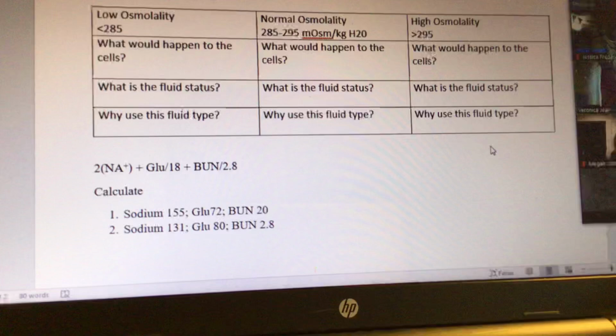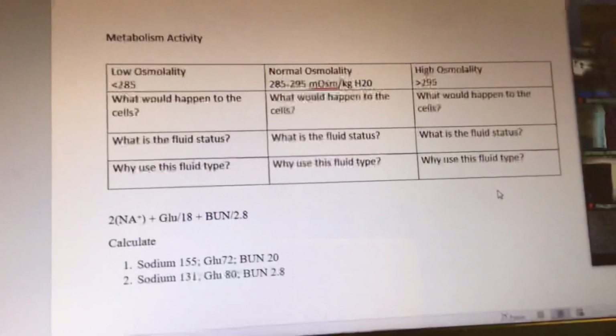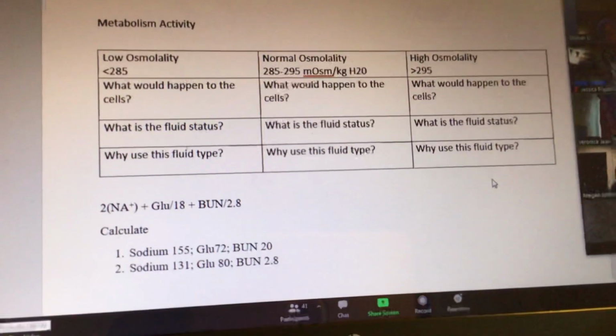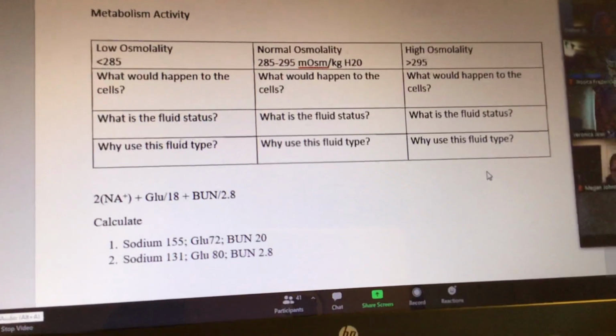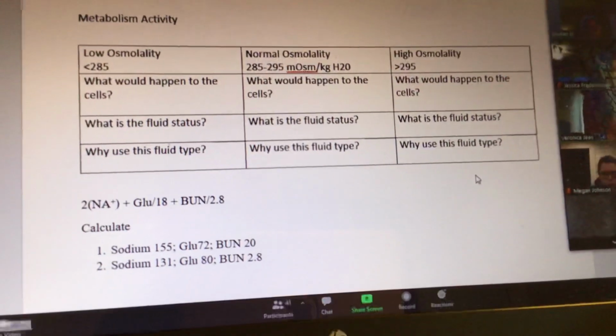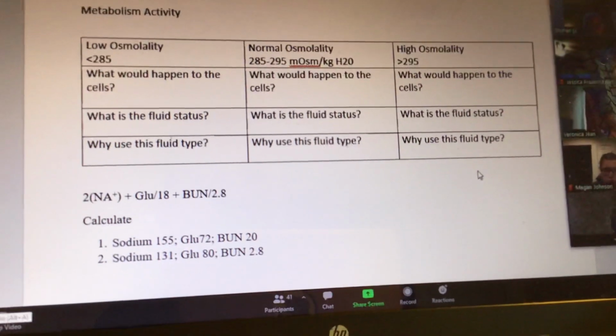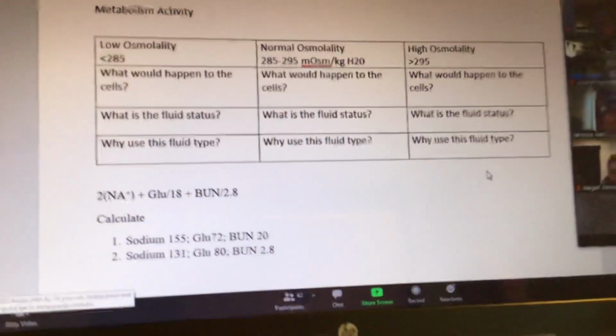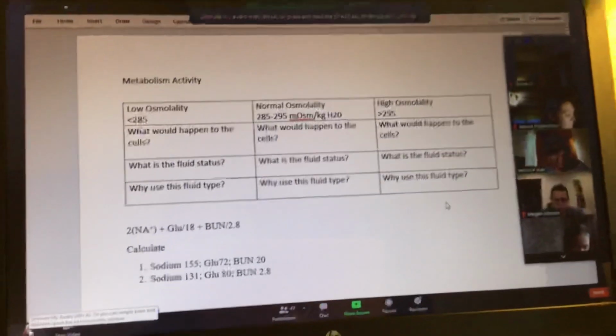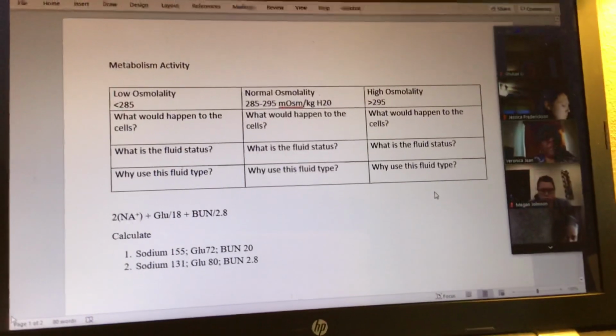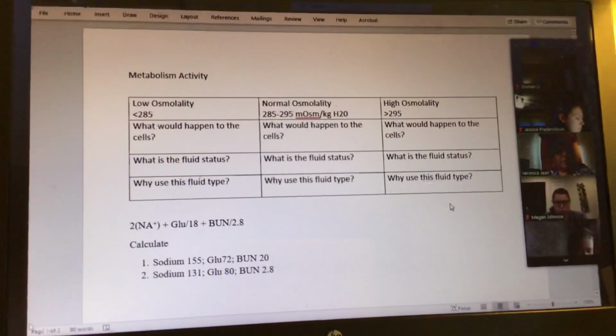What type of fluids do you think you would use with this patient? Hypertonic. Hypertonic solutions, right. A great example is D5 normal saline, 3% saline. It just depends on the patient's sodium. So thank you. Appreciate your answering.